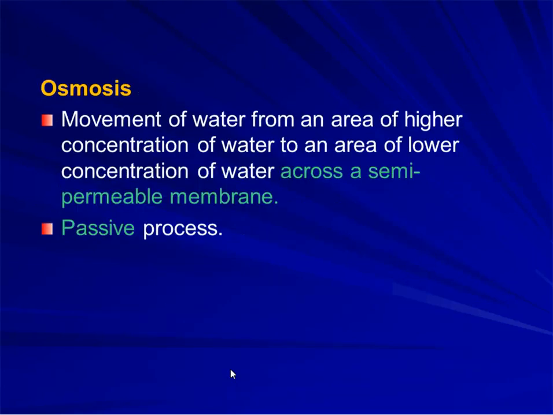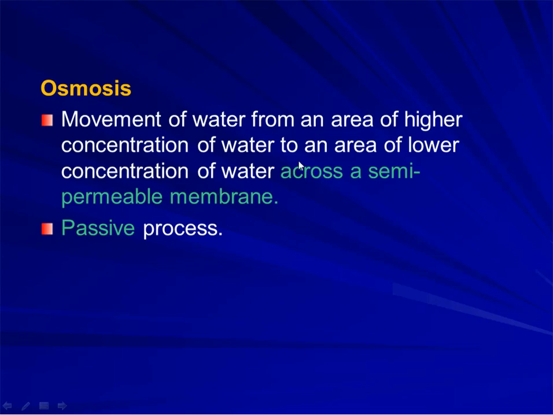The second type of passive transport, which does not require energy, is osmosis. Osmosis is defined as the movement of water molecules from an area of higher concentration of water to an area of lower concentration of water across a semi-permeable membrane.